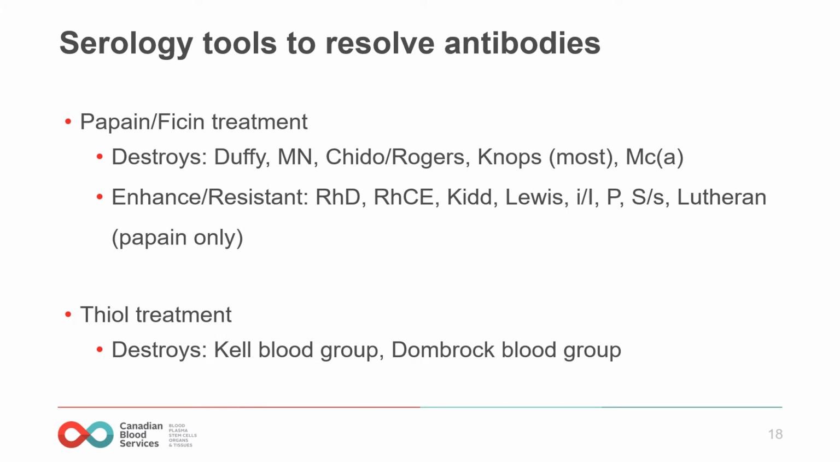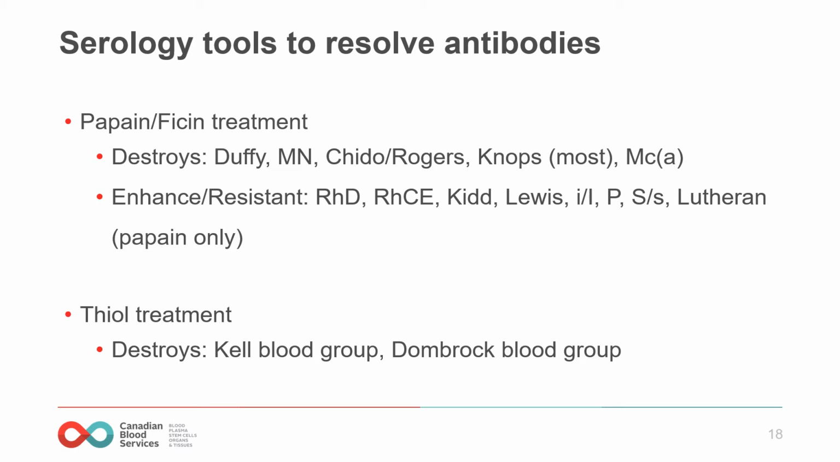Based on this case number 2, we are about to discuss the different serology tools to resolve identification of multiple antibodies. We'll be discussing the two major ones. One of them is the papain and ficin treatment of the red cells. And the second one is the thiol treatment, that means we're using DTT or AET.